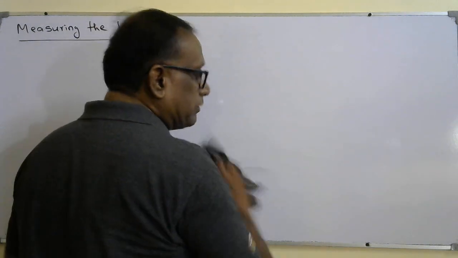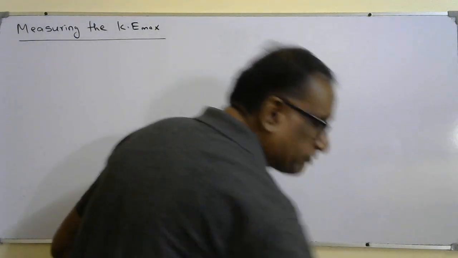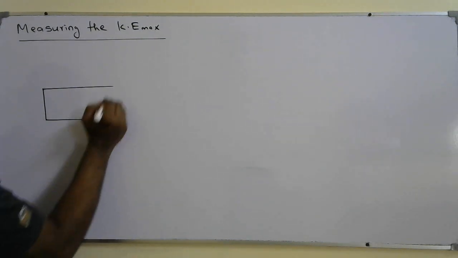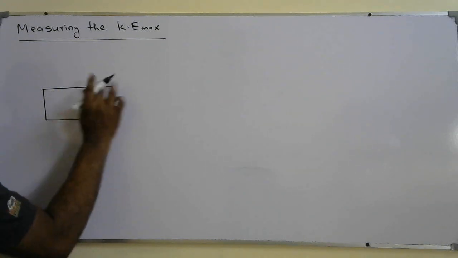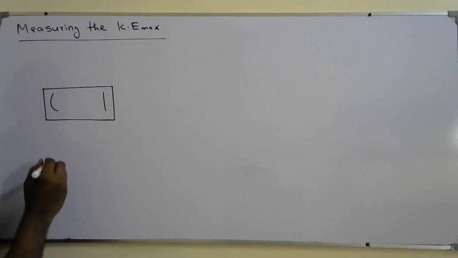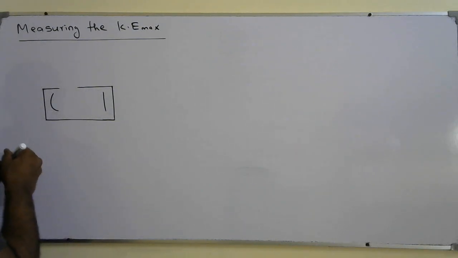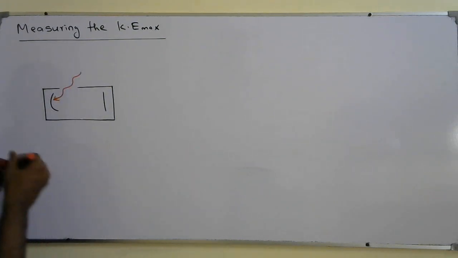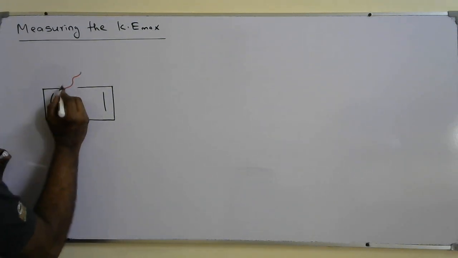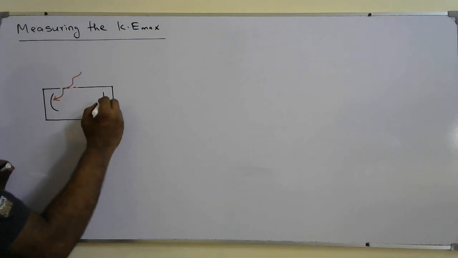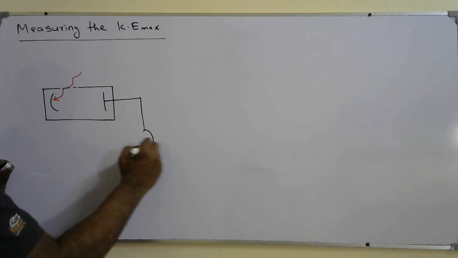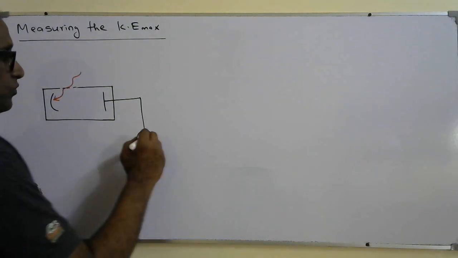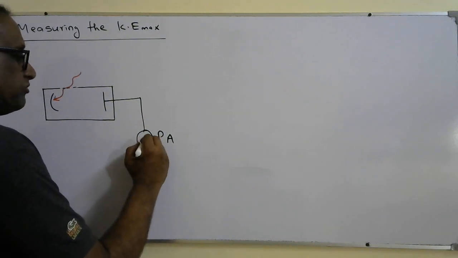Okay, so how do we measure the kinetic energy of the fastest electron? We should use a photovoltaic cell, something like this. So there must be an emitting electrode and a collecting electrode. Through the lens, electromagnetic radiation should be allowed to fall on it. We can use different color lights with known frequency, and here there should be a circuit. Here we can have a microammeter or picoammeter because the current flow is very low. We can have a picoammeter to measure the current flow.